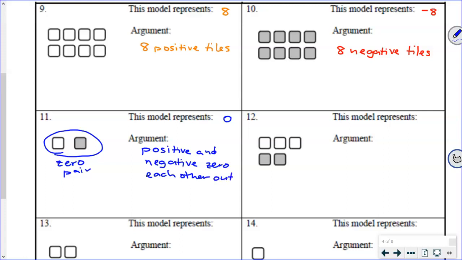And for number 12, if I skip to the argument portion, I can see I've got a positive and a negative and a positive and a negative. But then I have one extra positive left over. So this model represents 1. What is the argument? We have 2 0 pairs and 1 extra positive tile.